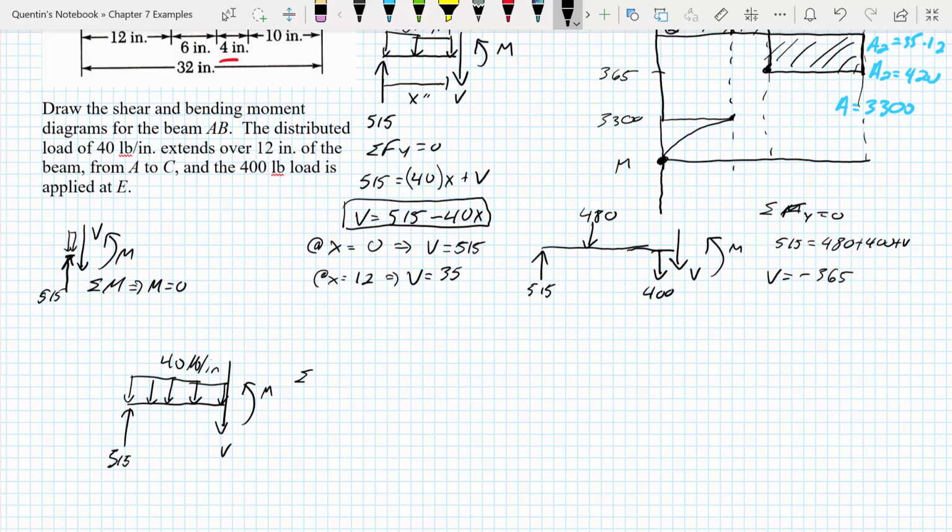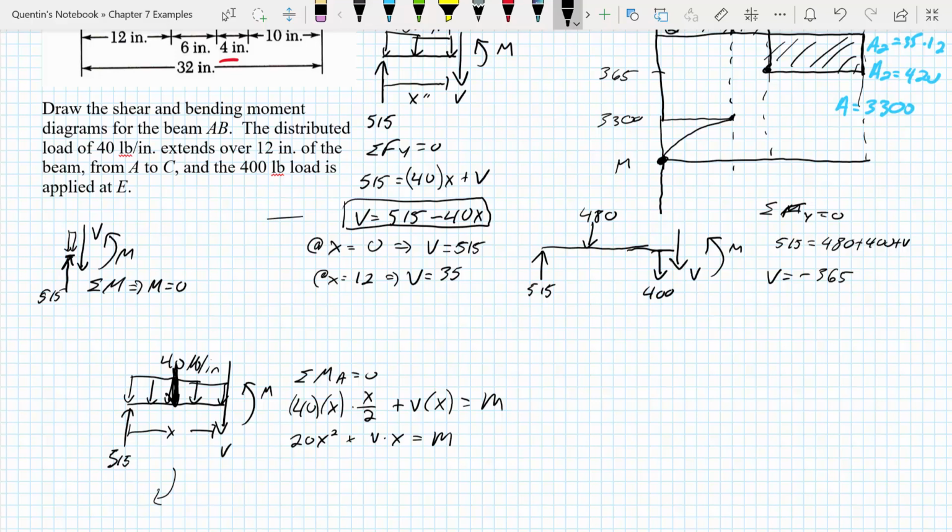This is now some x distance. So I take my sum of my moments at A is equal to 0. So the 515 goes away. I have the force that's going to be 40 pounds per inch times x inches. That's going to give me the total force, and it applies in the middle, right? So where's that middle? It's going to be times x over 2. So that's the moment going in that direction, plus V times x is going to equal M. So this is 20x squared plus V times x is equal to M.